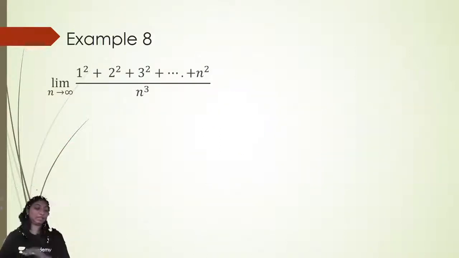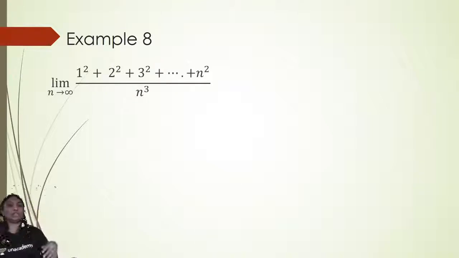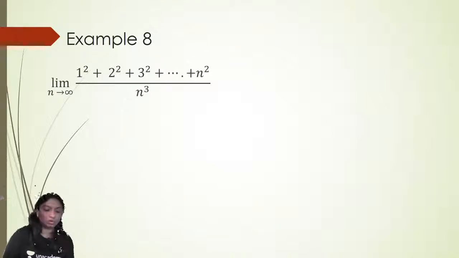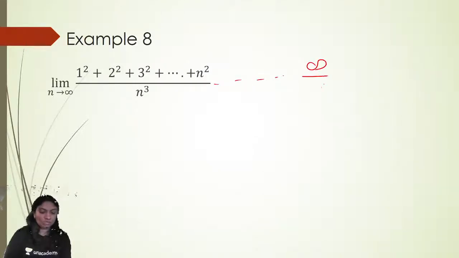Now the next example. This is a different example of the indeterminate form. Okay, expansion of this series here we are taking: 1 square plus 2 square plus 3 square plus and so on plus n square upon n cube. Check whether it is infinity upon infinity form. Obviously, if you put n equal to infinity, it is infinity upon infinity form.